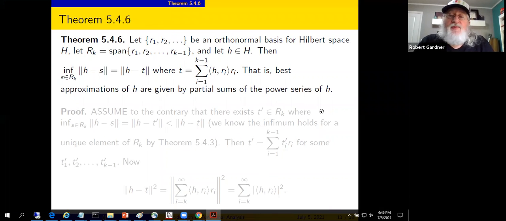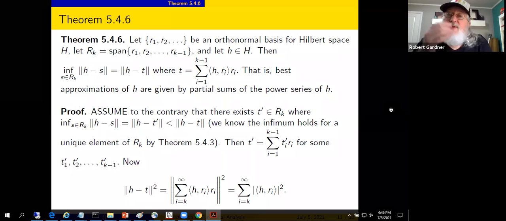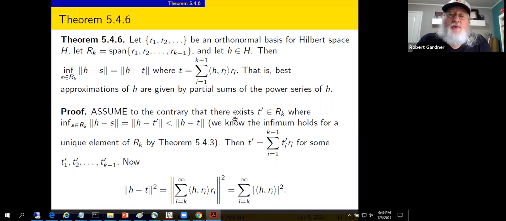Proof of this, actually fairly brief. Suppose not. Assume to the contrary that there exists some t prime that's in R sub k. So it's a linear combination of lowercase r sub 1 through lowercase r sub k minus 1. There's some t prime in capital R sub k where the infimum of this quantity equals t prime, and that's strictly less than the norm of h minus t, where t is as described here. So suppose there's a better approximation than that.